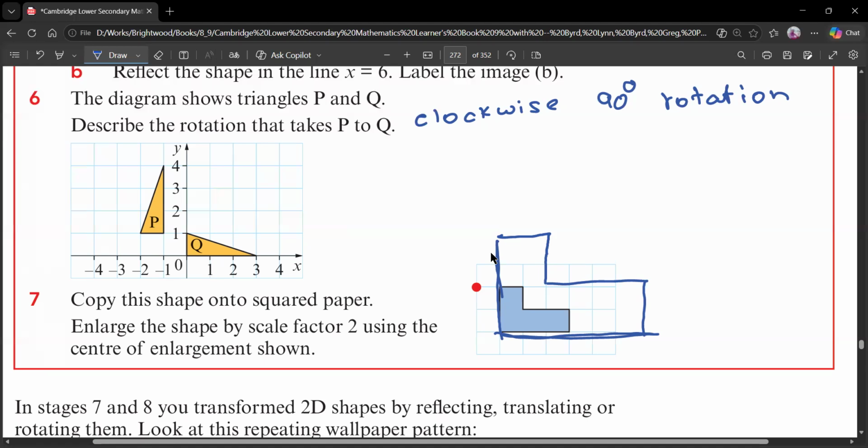Okay. Here the new figure should be with scale factor 2, using the center of enlargement, which is given here. Got that? You can take it.